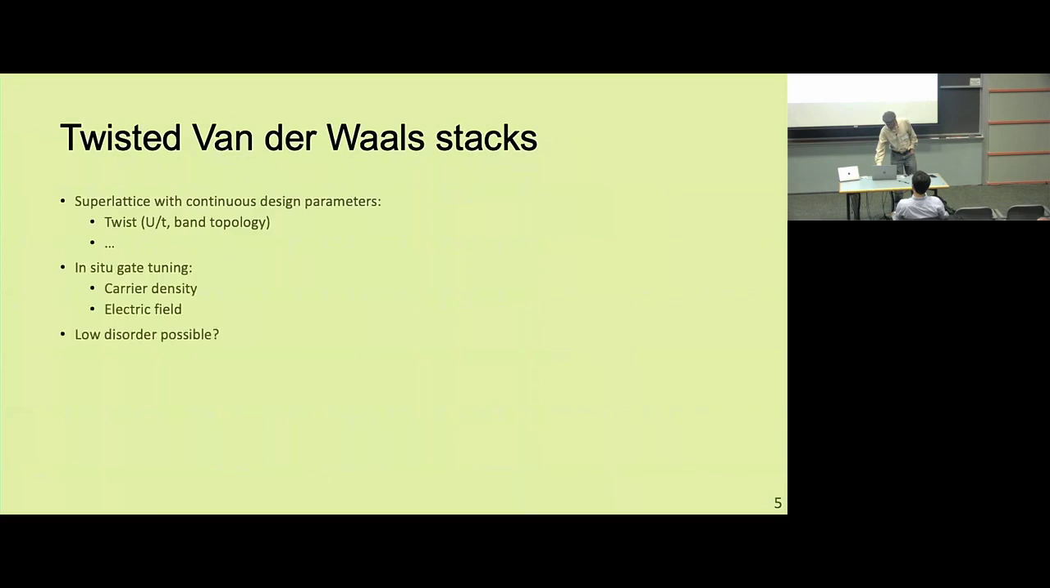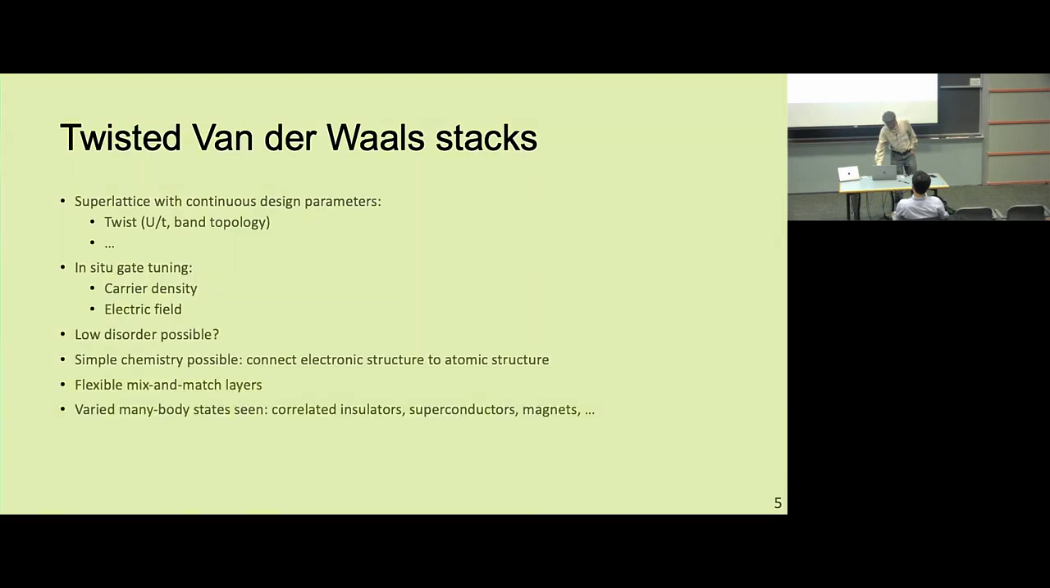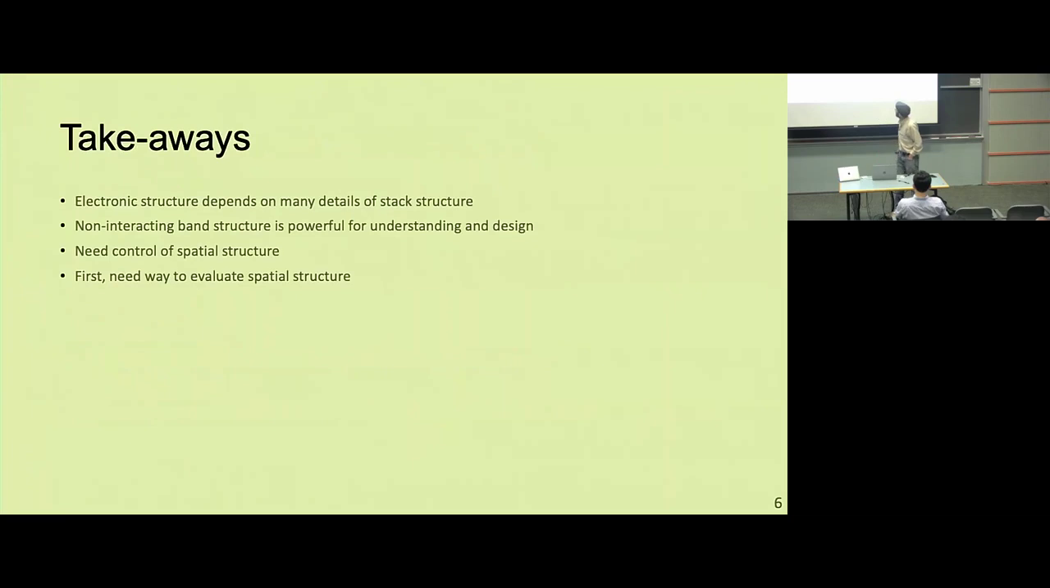I'm going to basically flash through this, that I think you all appreciate why it can be exciting to make twisted van der Waals stacks, because of the degree of control and the degree to which relatively simple theoretical calculations can give surprisingly quantitative answers, meaning that we can hope to do design of structures and then see what electron-electron interactions do, because those calculations are not as simple.